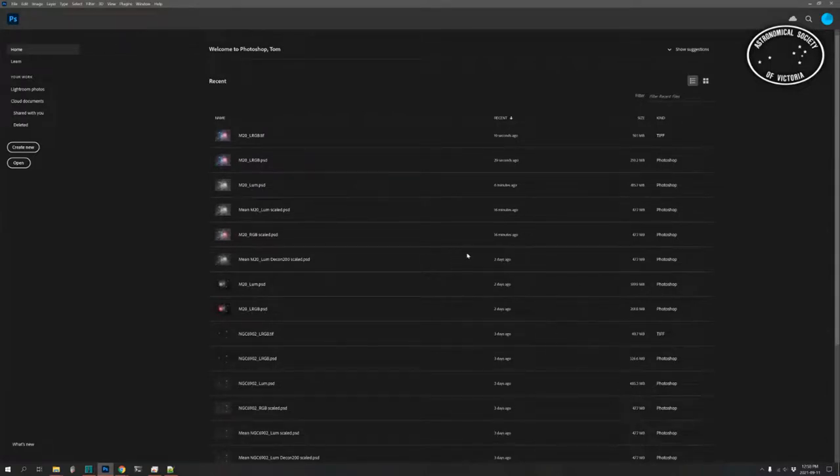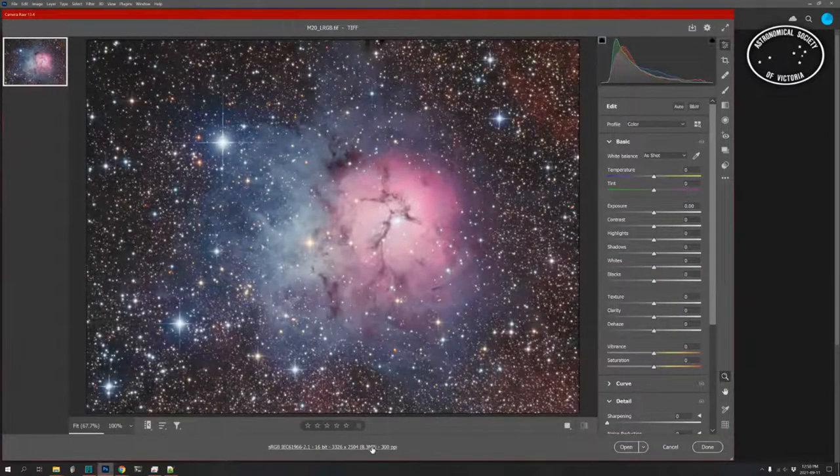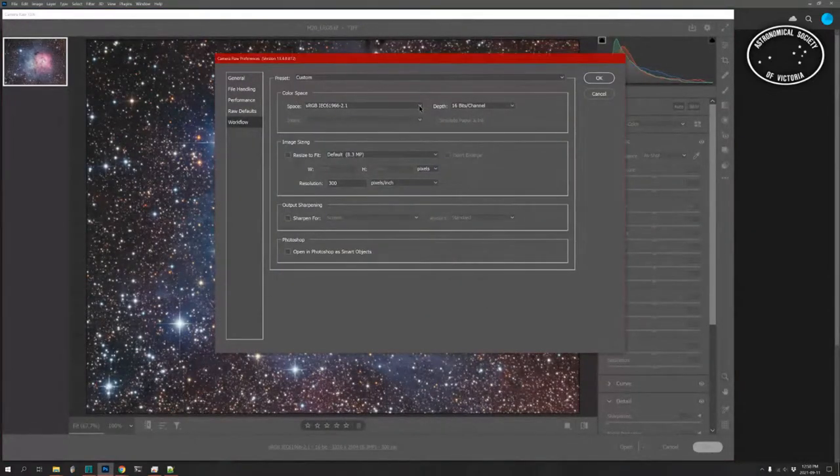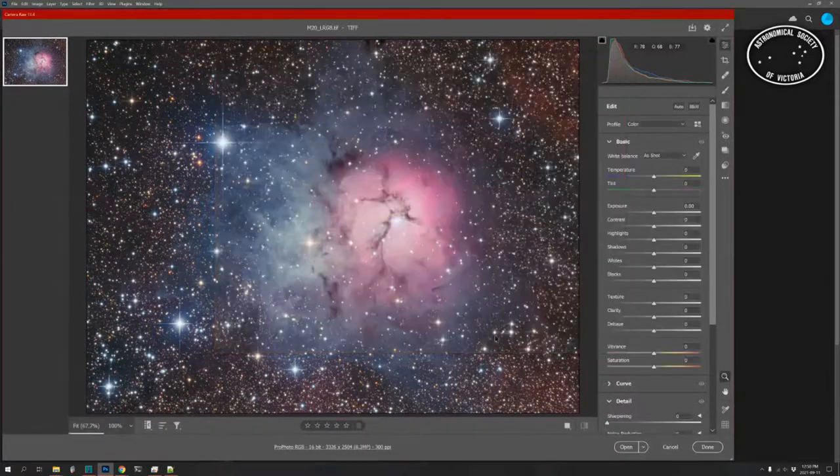This TIFF image is still Profoto RGB. All the process through it has been done in Profoto RGB. So that is ready to talk to your printer about.